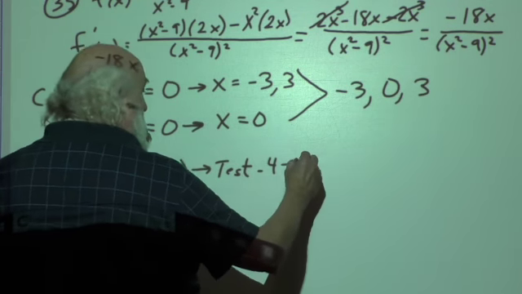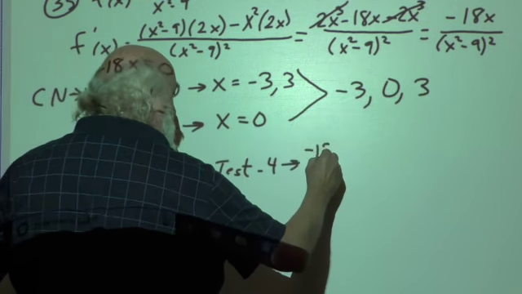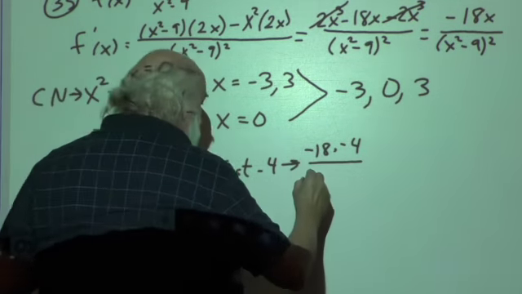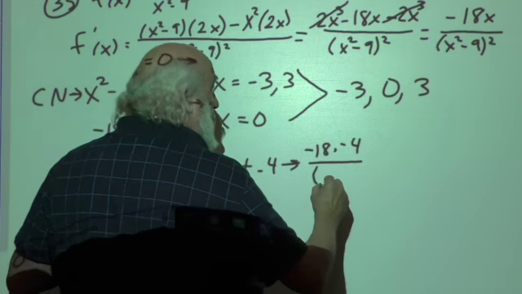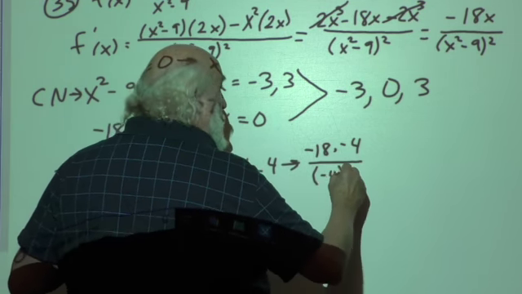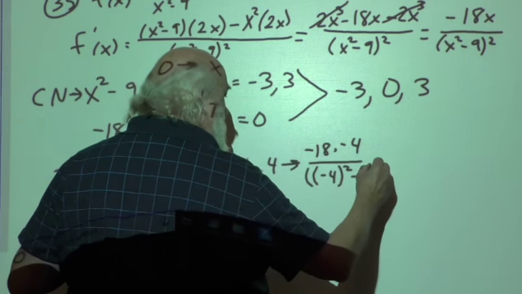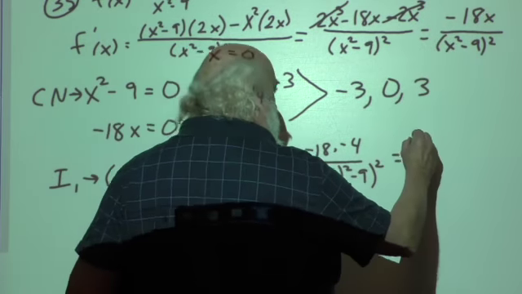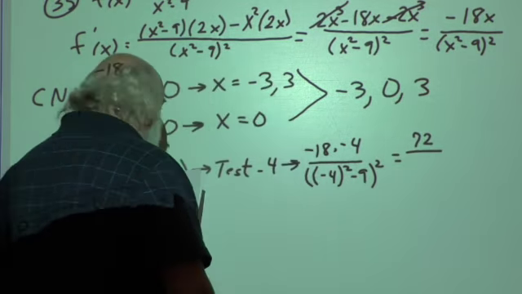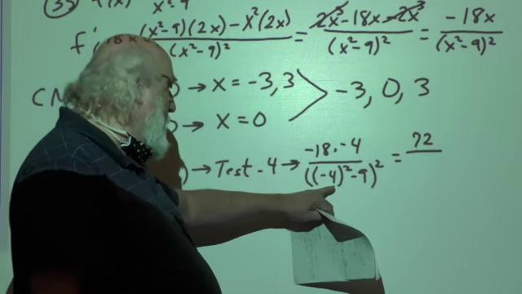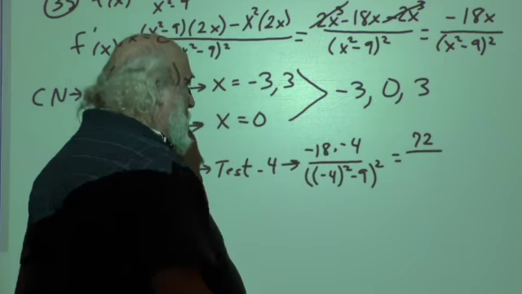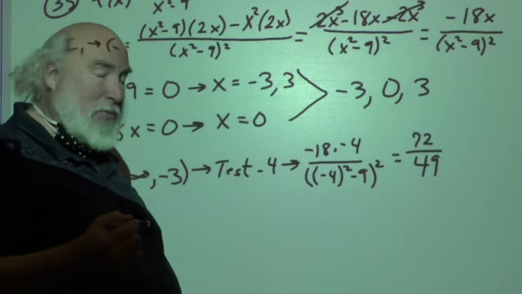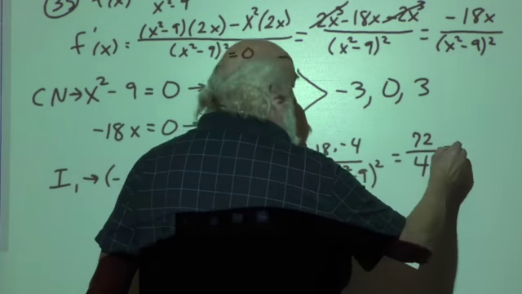Right? So this is going to give me negative 18 times x, which is negative 4, over negative 4 squared minus 9, all squared. And that gives me positive 72 on top. And this gives me 16 minus 9, which is 7. 7 squared is 49. But the most important thing about that is this is a positive value, which means that this is going to be increasing.